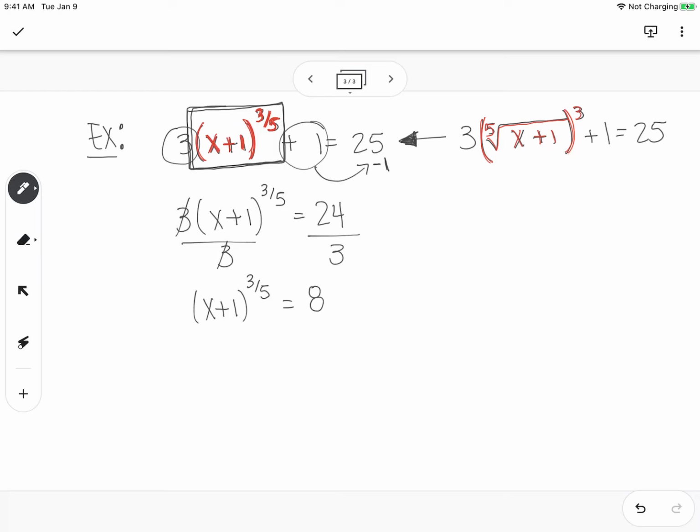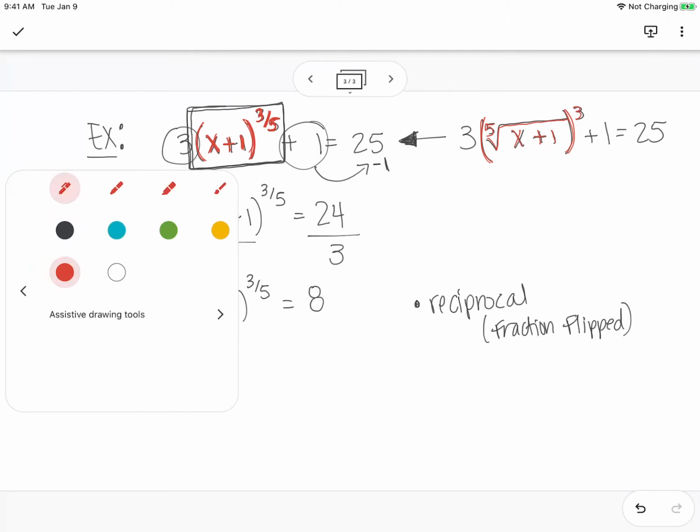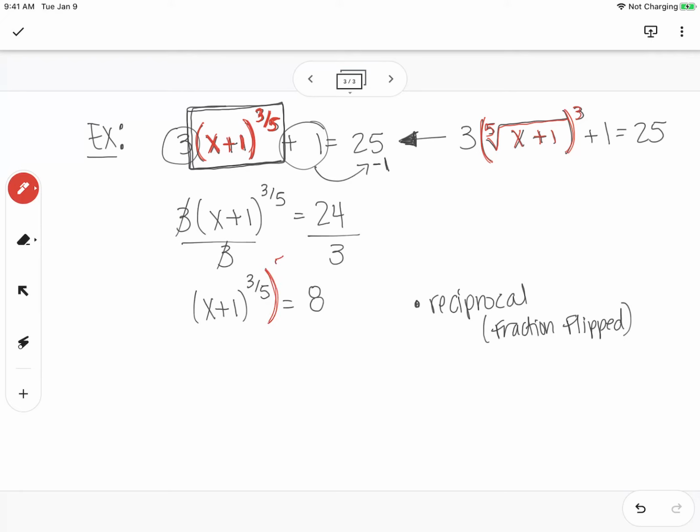To solve these types of problems, instead of squaring both sides, we are going to do the reciprocal. Remember, reciprocal is a fraction flipped. So we're going to take that rational exponent and flip it. So this thing flipped is 5/3.